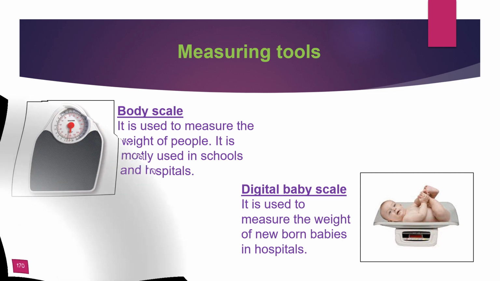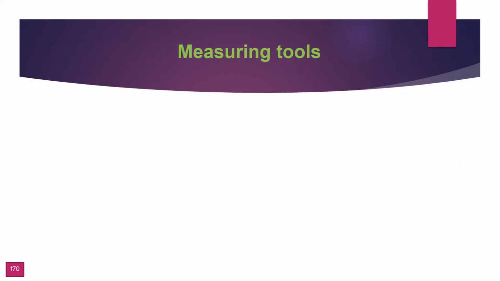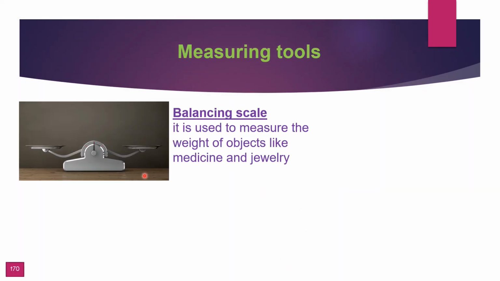Next, we have another one. What is this? We call it balancing scales. Balancing scale. It is used to measure the weight of objects like medicine and jewelry. That means only light objects. Medicine is light, and also the jewelry. What do we call this again? Balancing scale.